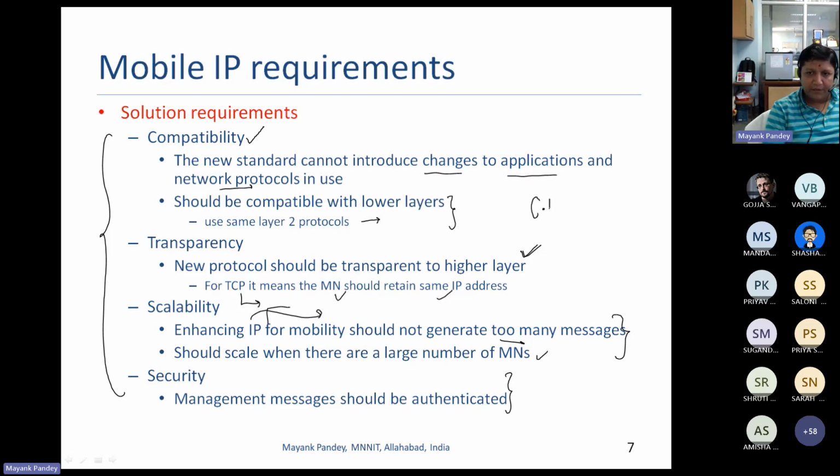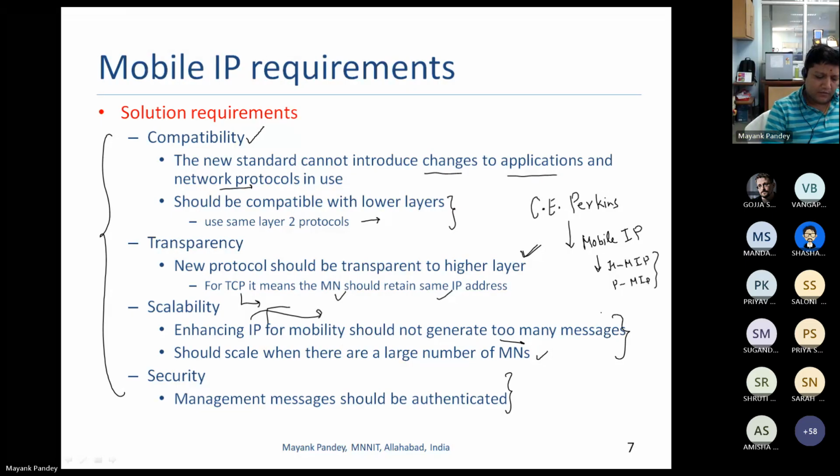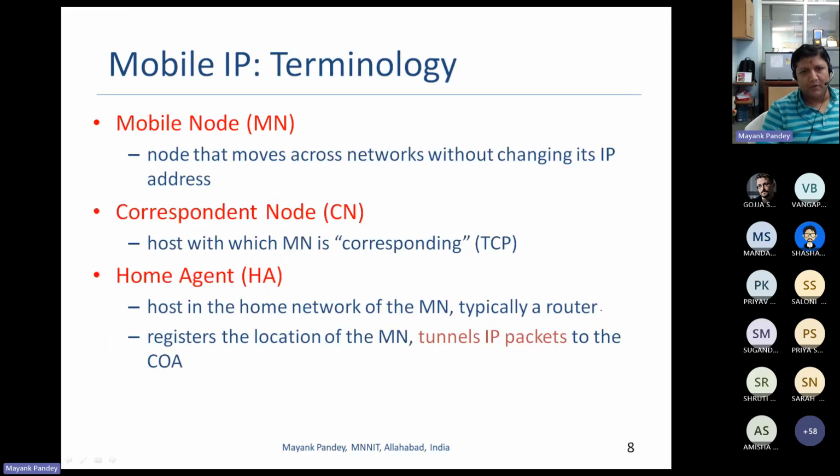So C.E. Perkins, this is a very popular name, who has given the basic concept of mobile IP. And then afterwards, we have hierarchical mobile IP, proxy mobile IP, and there are so many concepts which are getting utilized nowadays. So let's see the concept of mobile IP.